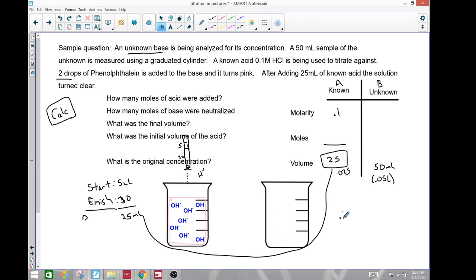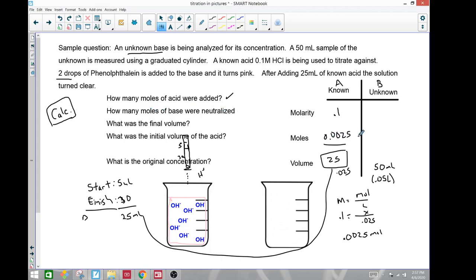So it's going to be 0.1, now molarity equals moles per liter, right? So it's going to be 0.025 liters, and it's going to be multiply across: 0.0025 moles. So this is 0.0025. Okay, check, done. How many moles of base were neutralized?